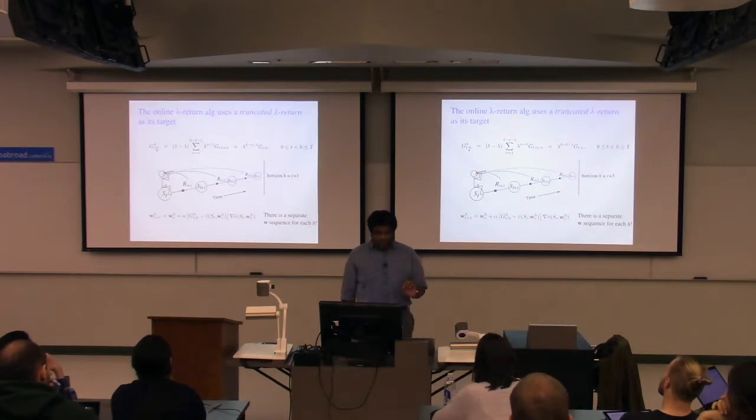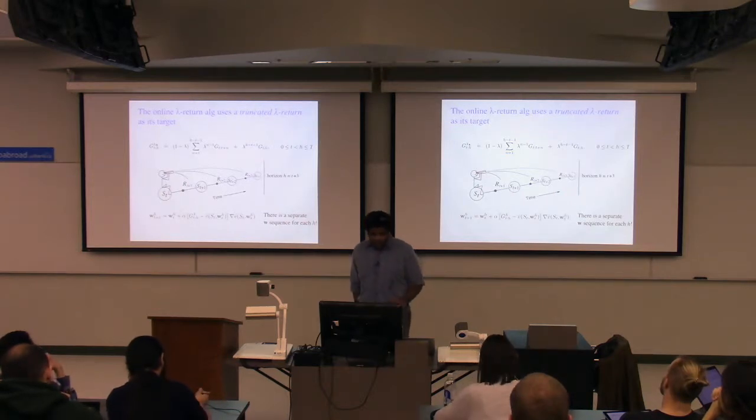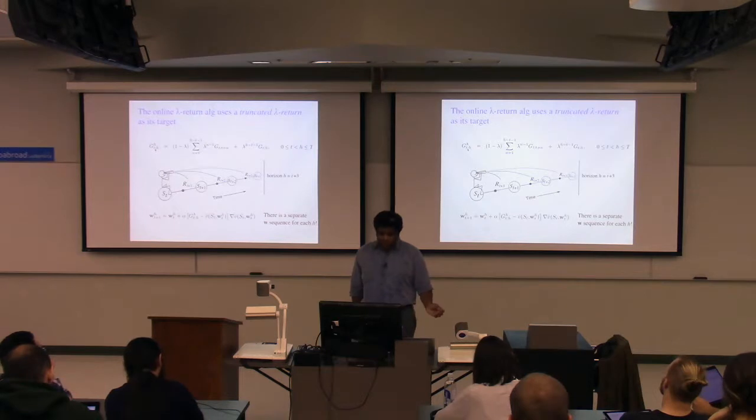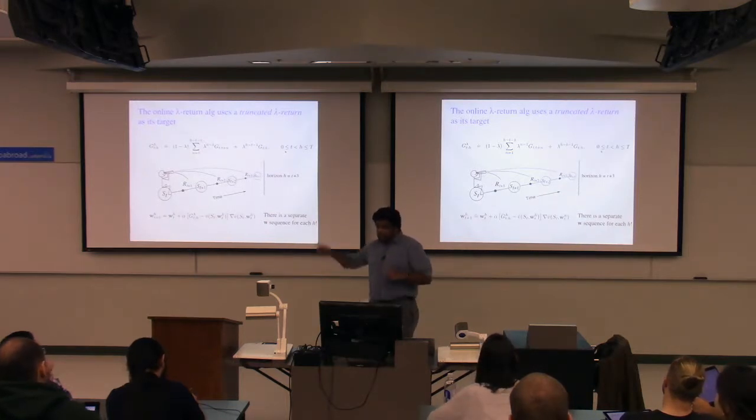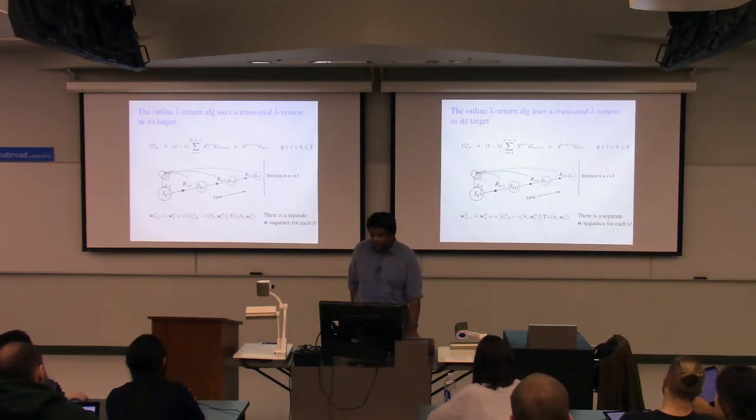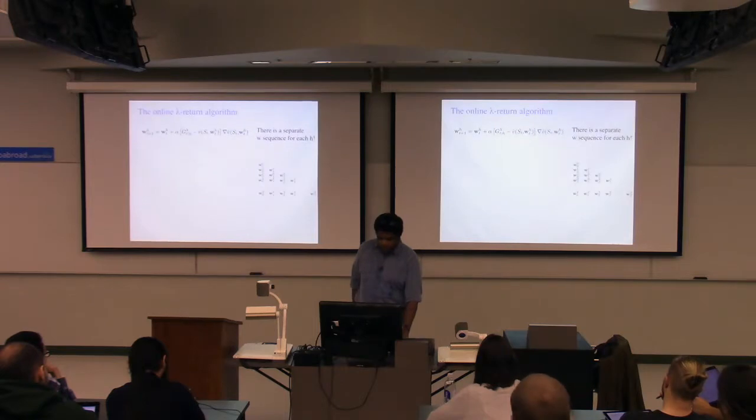So G, we're using G's for returns. Lambda is just to indicate that this is a lambda return. And then we're considering a lambda return from time t to time h. Then we're going to consider an episode which is running up to time step capital T here. So t is sometime into the future, or some current time.